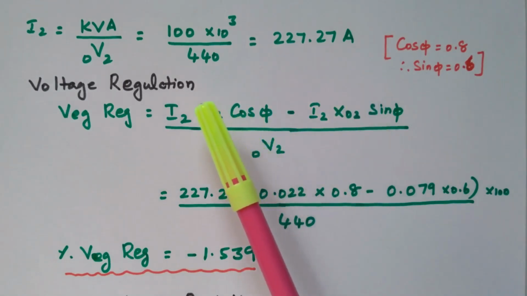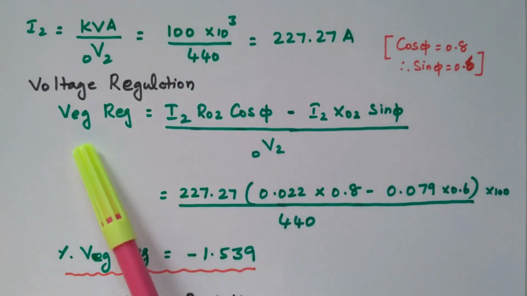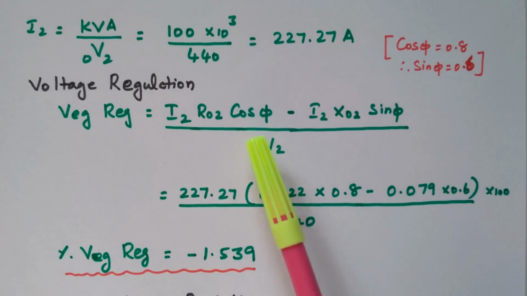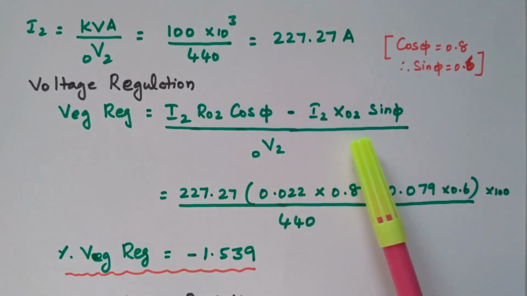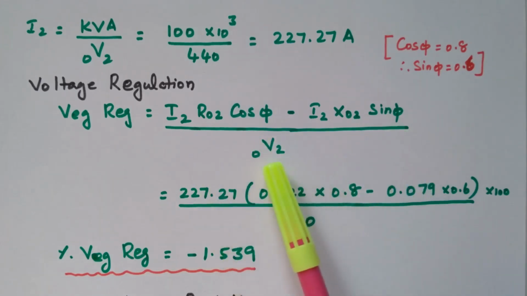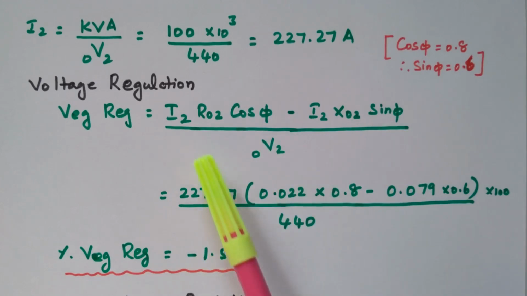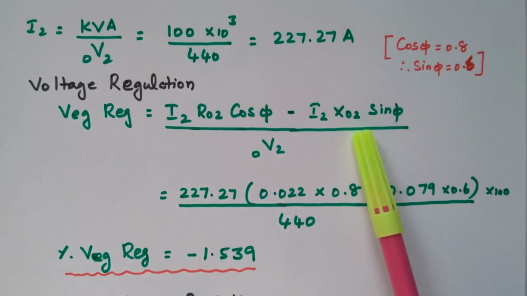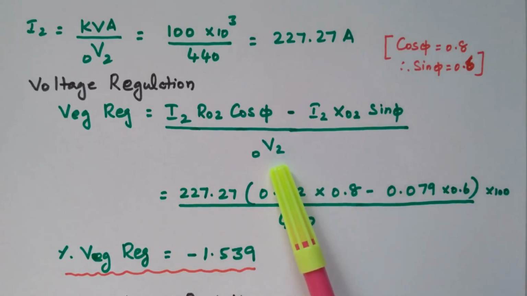Now we can calculate the voltage regulation. The formula for voltage regulation is I2 R02 cos phi minus I2 X02 sin phi, divided by the no load secondary voltage. We know all these values. I2 is calculated, R02 and X02 are also available, and the no load voltage is also available.